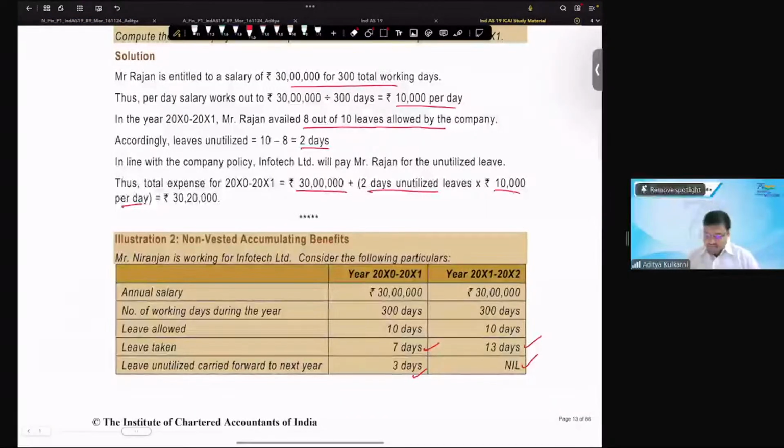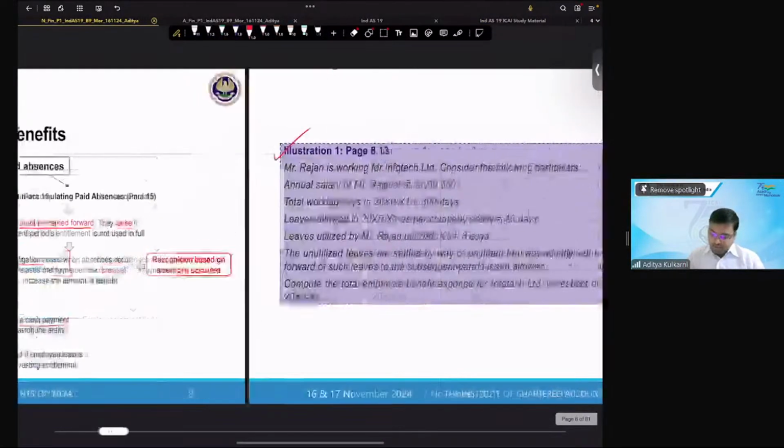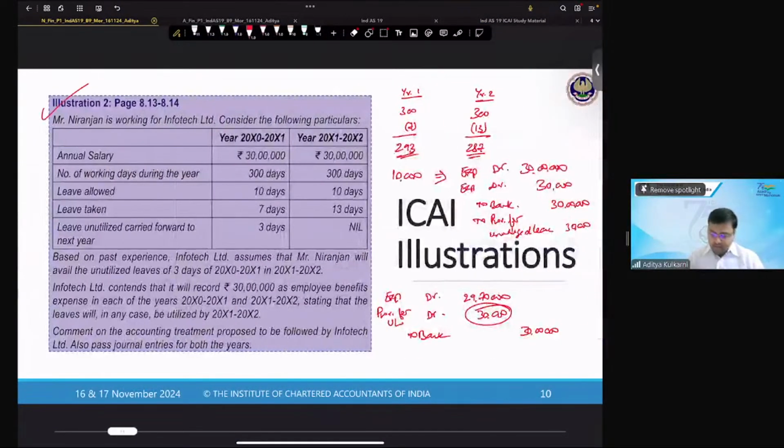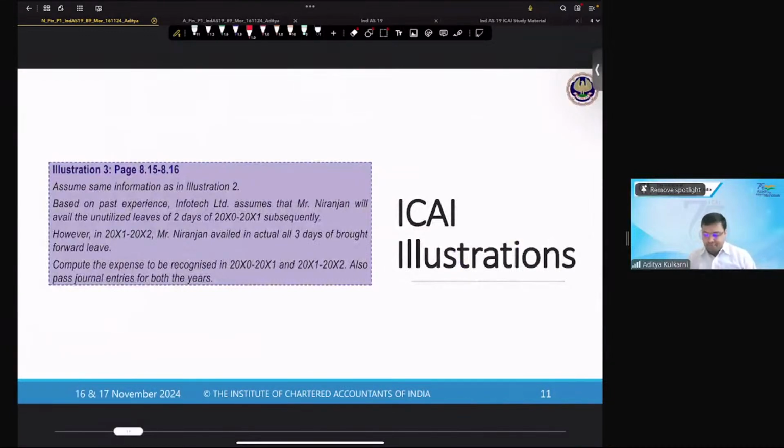All right. So now that takes care of illustration 2. Illustration 2 is done. Now, let us move to illustration 3.